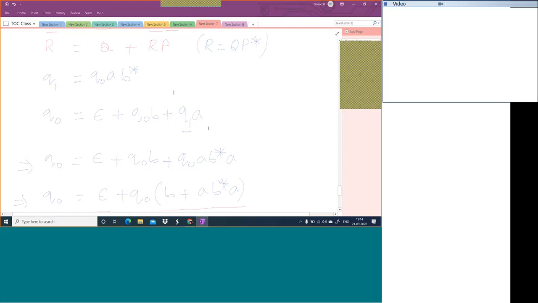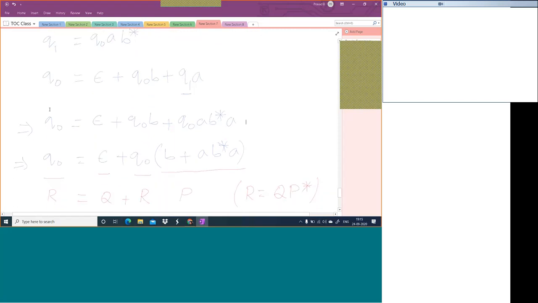Now Q1. In Q1 place, here we already got something. This something I am substituting in Q1 place. So Q0 equal to epsilon plus Q0 B plus Q1, and Q1 is Q0 AB star followed by A. Now in this equation, here we have Q0 and here also we have Q0. This Q0 I am taking common. So if I take Q0 common, this will be B plus AB star A.